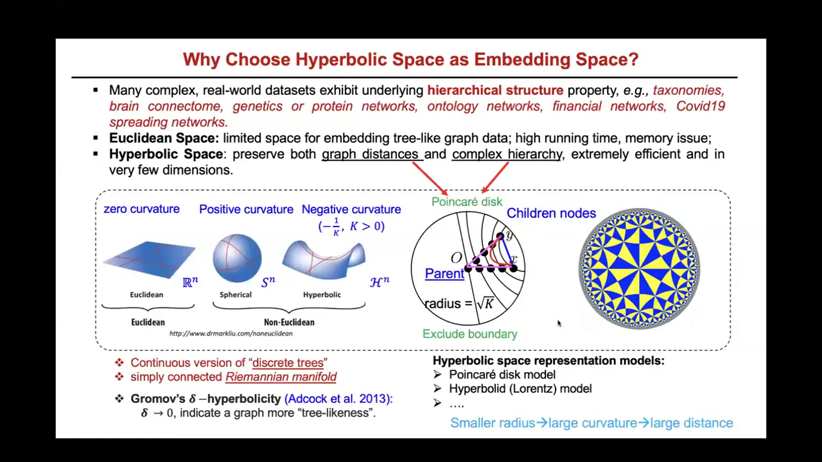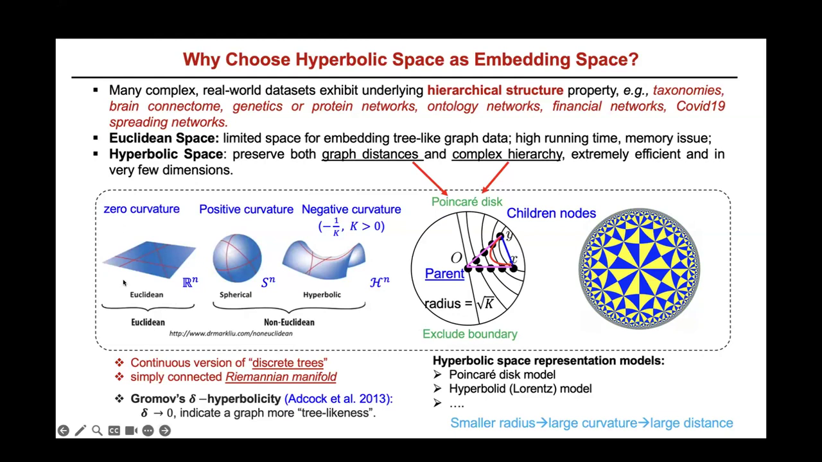In the following slides, I will talk about why we want to choose hyperbolic space as the embedding space. A lot of complex real-world data exhibit an underlying hierarchical structural property, for example, the brain connectome, genetic and protein networks, and ontology networks. Euclidean space has very limited capacity for embedding graph data, with very high running time and memory cost. However, the hyperbolic space, as shown here, has negative curvature.